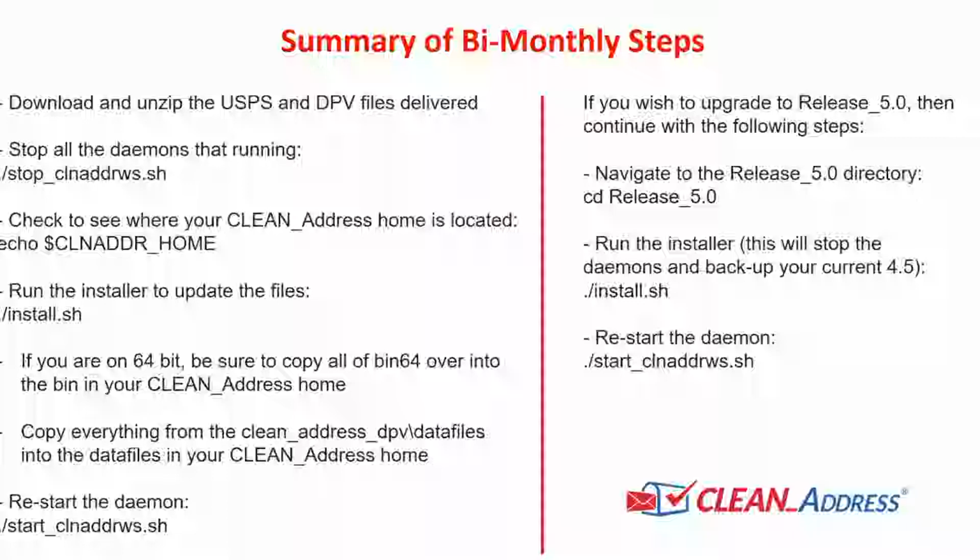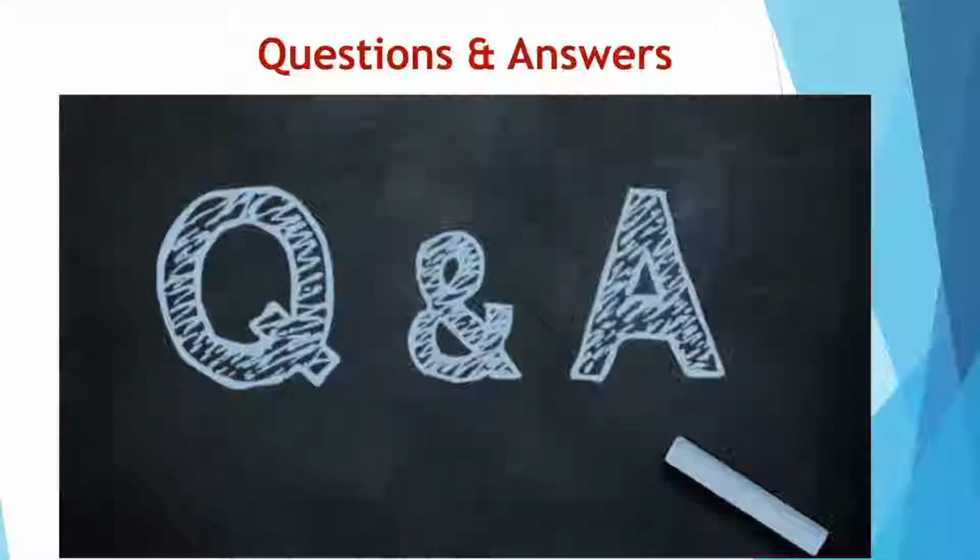Now, if you're going to upgrade to 5 from here, you'll just navigate to your release 5 directory, and you're going to run the installer in there, which will stop your daemon and back up your 4.5 for you. And then you can restart the daemon and go into your web browser and check to make sure it's running like Tristan showed you. And that's pretty much the steps. Like he said, it's very quick. It only took him like 5 minutes to do it, so.